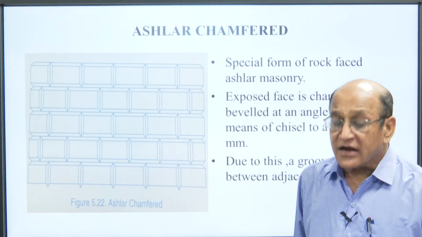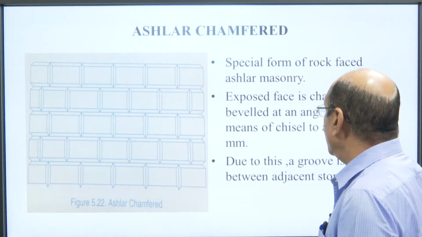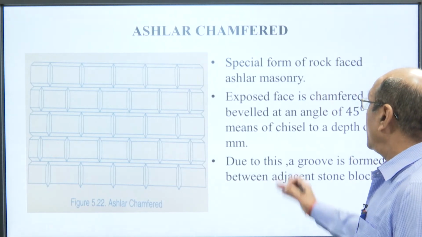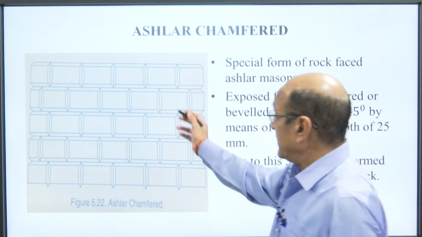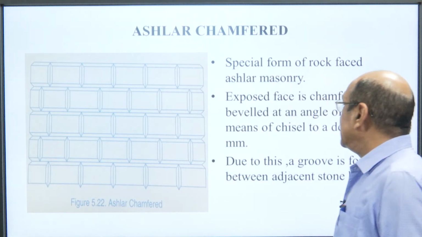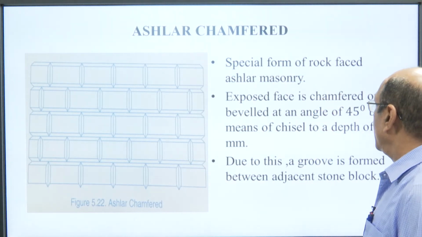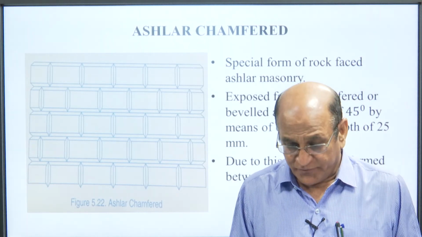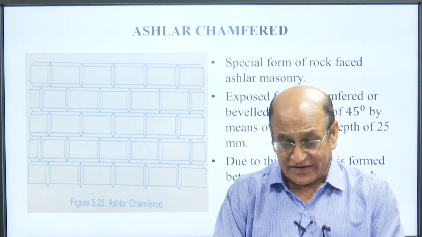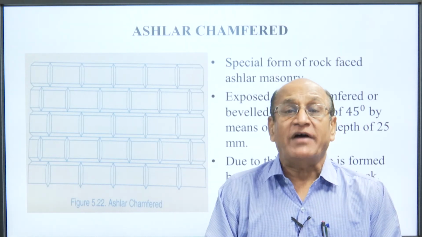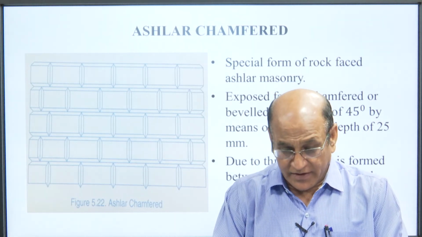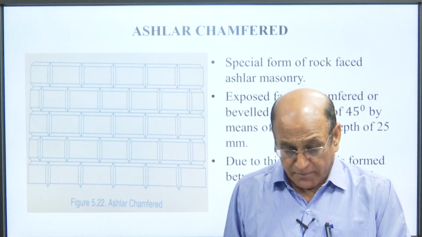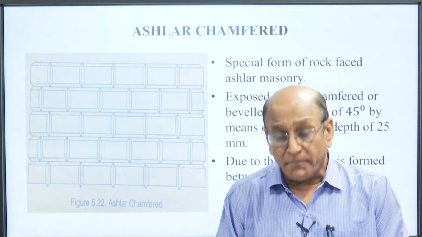Next one is ASHLAR chamfered. Chamfered, we can see here a special form of rock face in the ASHLAR masonry. We can see here the exposed face is chamfered or beveled at an angle of 45 degree by means of a chisel, a depth of 25 mm. Due to this, a groove is formed between adjacent stone blocks.